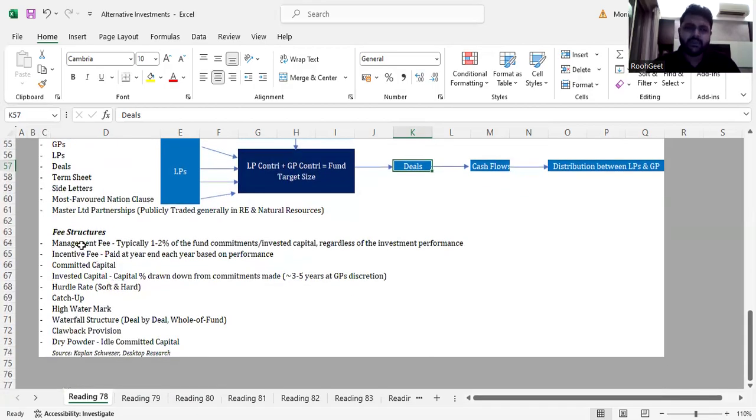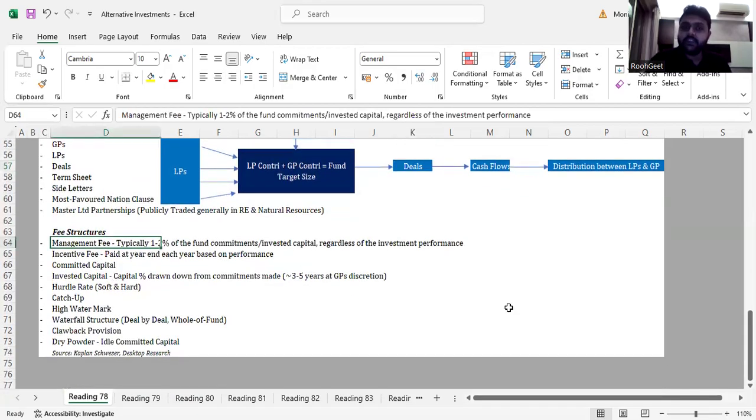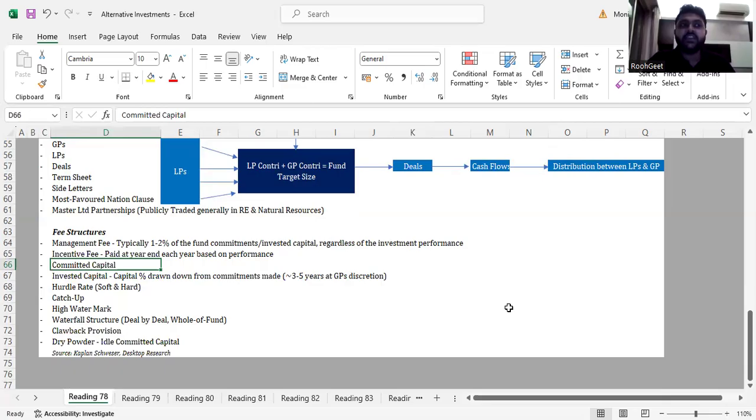Fee structures. We pretty much discussed this also. Management fee is the fee, typically 1 or 2% of the fund commitments or invested capital, regardless of the investment performance. Now, first of all, what is a fund commitment? What is committed capital? Generally what happens is that when a CIO is raising funds, let's say I am an investor, I will say, hey, listen, I commit 15 crores to you. I will give you 15 crores. That is what I commit.